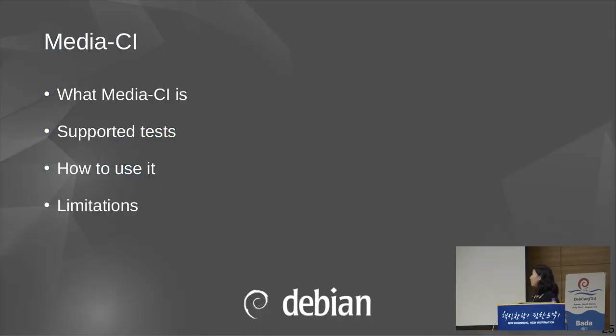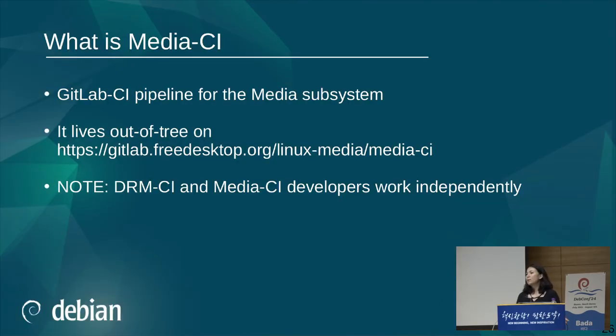So now let's talk about Media-CI. So what it is: Media-CI basically has the same idea as DRM-CI, but instead of being for the graphics subsystem, it is for the media subsystem. So Video4Linux, things related to cameras, codecs, decoders. Instead of having it defined inside the Linux kernel tree, it lives out of tree. So that is the link.